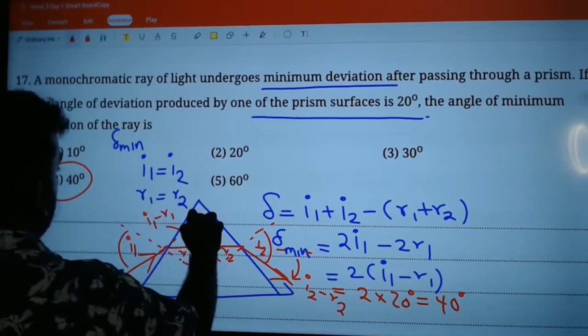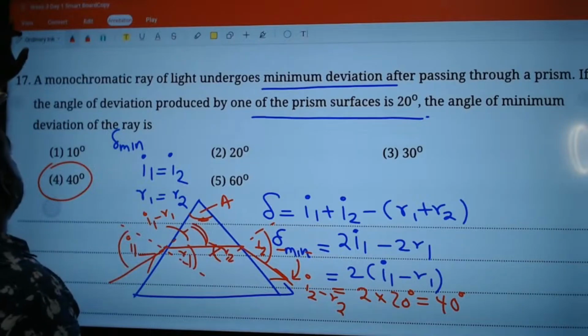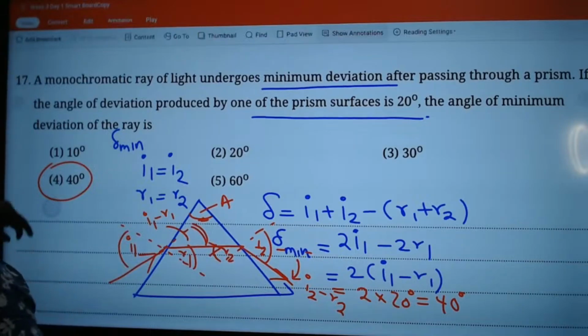This is your prism angle. At minimum deviation, the total deviation will be double the deviation from one surface. Okay? Right.